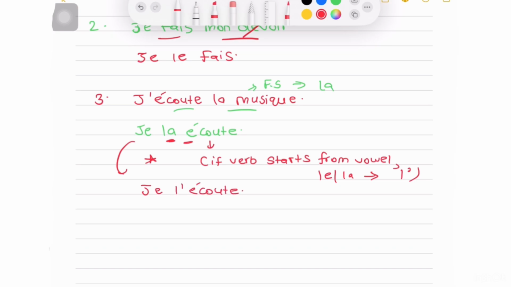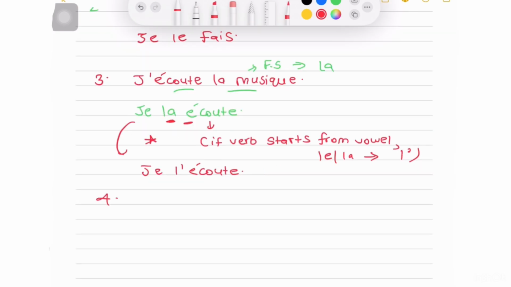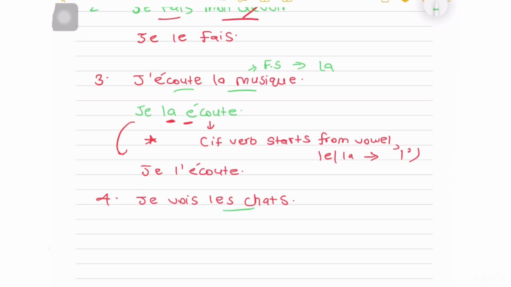I listen to it. Same way, again we have another sentence. Now this time your noun is plural. Okay, so it is masculin pluriel. Gender here does not really matter as long as it is plural. So here it becomes je les vois. I see them. Okay, I see the cats, I see them.